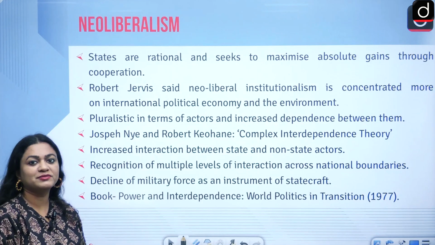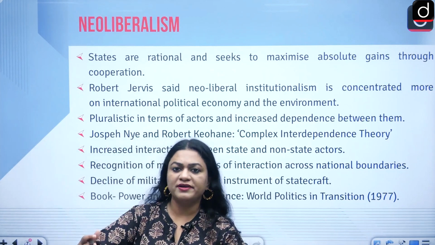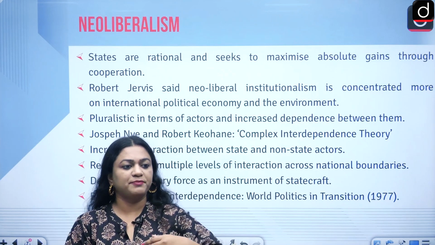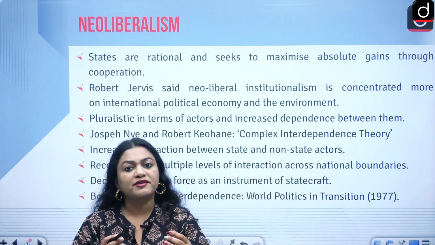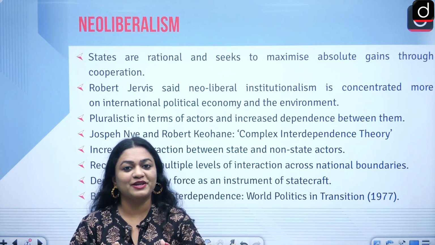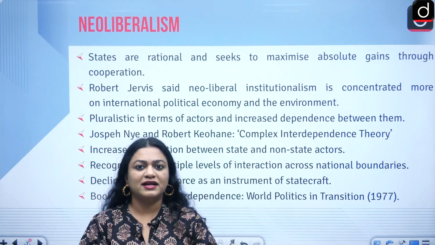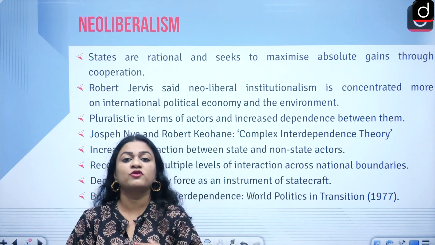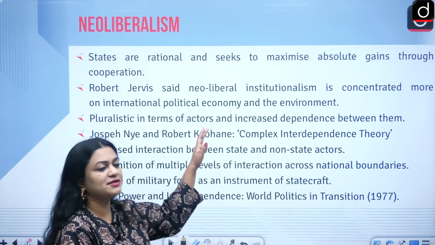Absolute gains is something like you make more profits through cooperation, more interaction is necessary, okay? We say that if you keep an open border system, when people-to-people contacts are there, it will be beneficial for the states to understand in a better manner. Rather than that, if you are not buying things and if you are not engaging, then it will create more security dilemma, more tensions and more confusion. So this is the basic idea.